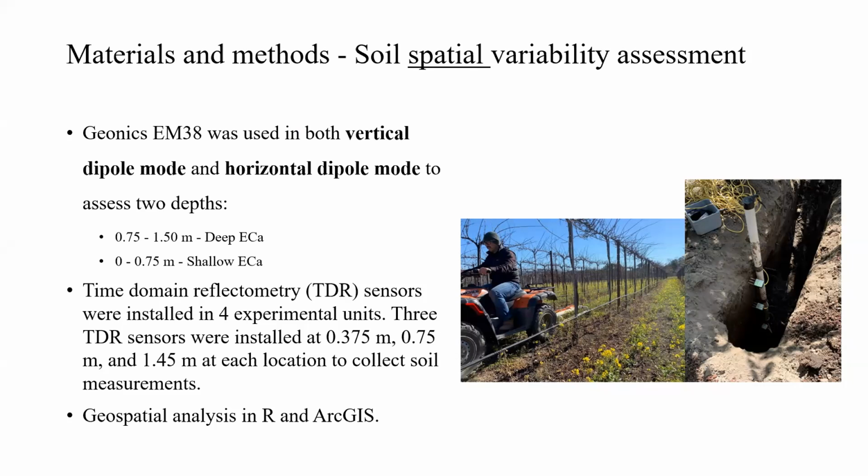And time domain reflectometry, TDR, sensors were installed at 14 experimental units. Three TDR sensors were installed at 0.375 meters deep, 0.75, and 1.45 at each location to collect the soil measurements throughout the season. And all these data were analyzed in R with all the geospatial analysis packages and ArcGIS.